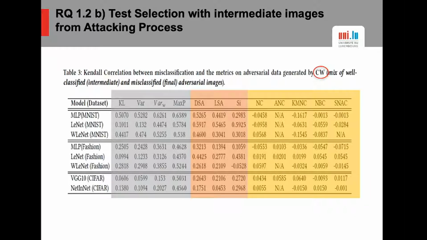It can be explained by the fact that CW is known to generate smaller perturbations than the other adversarial algorithms. Thus, the difference between the intermediate image and the final adversarial image is smaller than for FGSM. When we only consider the adversarial input, the test selection metrics lose part of their capability. This is due to the inherent noise introduced by the adversarial generation algorithm. MaxP still achieves the strongest correlation overall.